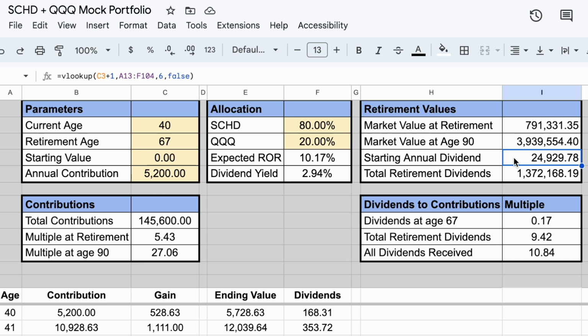The next value in the table is the total amount of dividends I could expect to receive during retirement, which in this example is between the age of 68 and 90, or 23 years. And I could expect to receive about $1.37 million of dividend income. That's a good chunk of change.